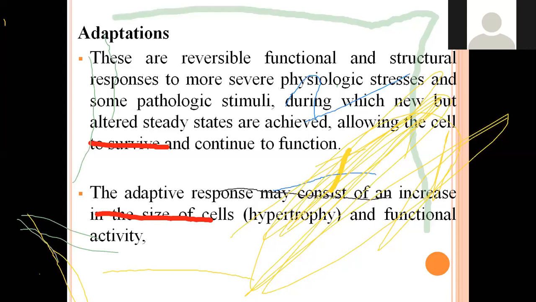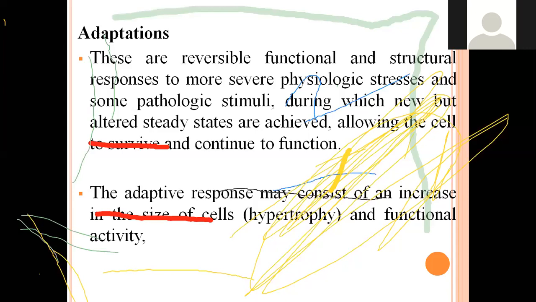So adaptation is when the body tends to adapt and adjust to the stressor. And after then repair can take place. So the adaptive response may consist of an increase in the size of the cell. That's one of the ways in which the body adapts. One is an increase in the size of the cell, which we call hypertrophy, and the functional activity of the cell.